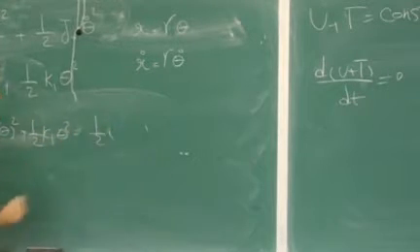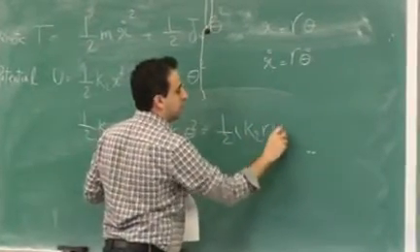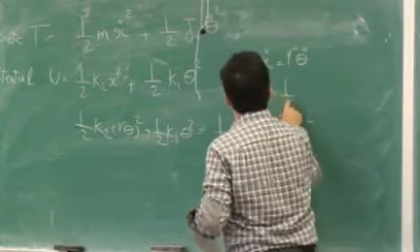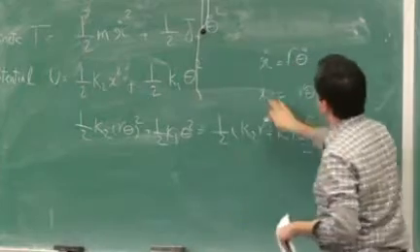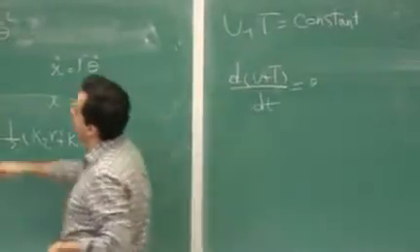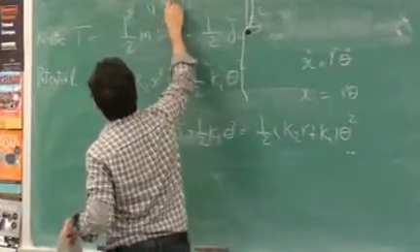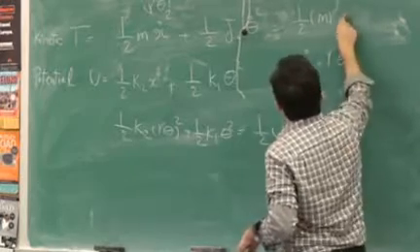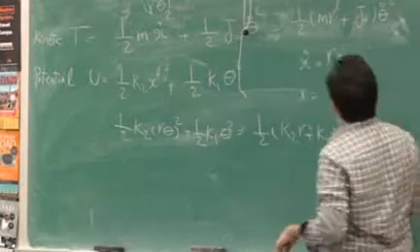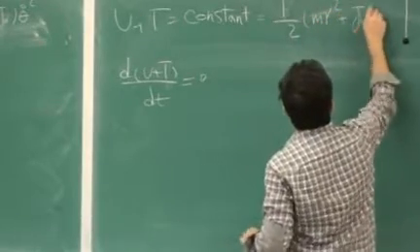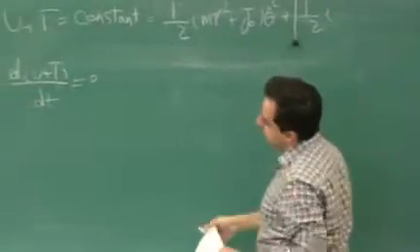Half of (K2 R squared plus K1) times theta squared. And similarly here, if I plug in x as r theta dot, I will get half of m r squared theta dot squared. So if I add them up, I will get half of (m r squared plus J naught) theta dot squared. Now add them up: half of (m r squared plus J naught) theta dot squared plus half of this.